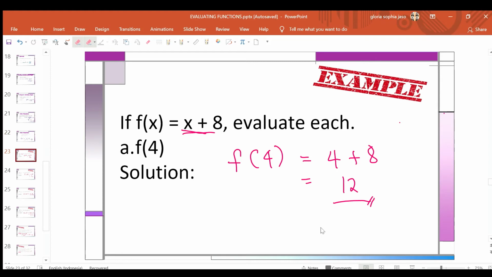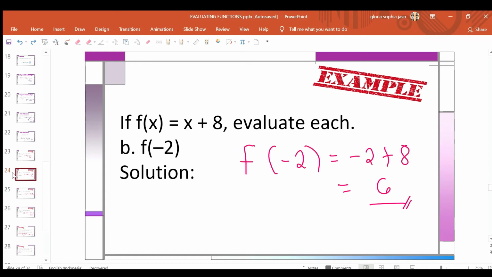Next, more example. If f of x equals x plus 8, so evaluate each. So for letter A, f of 4. So f of 4 equals, so substitute lang natin si 4 kay x. So 4 plus 8. So simplifying, 4 plus 8, that is 12. Okay?